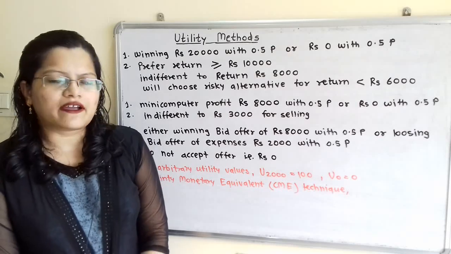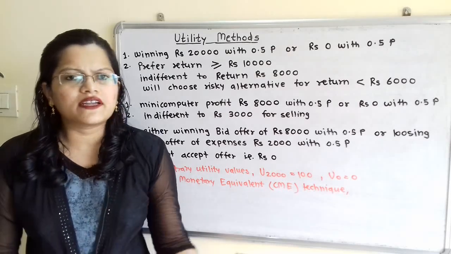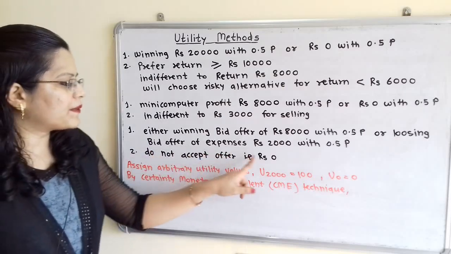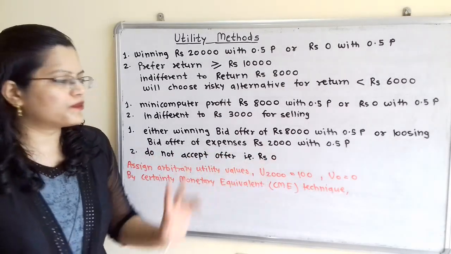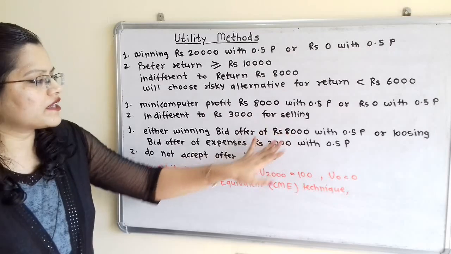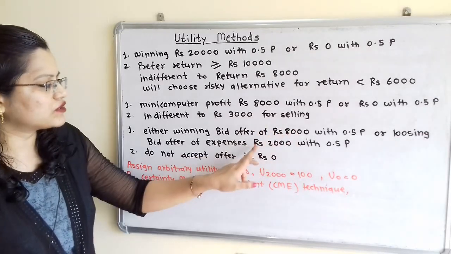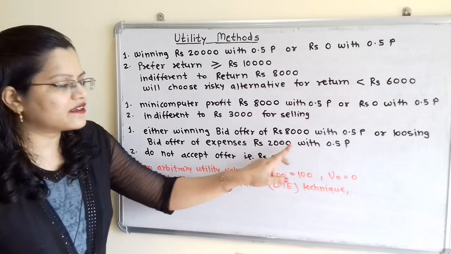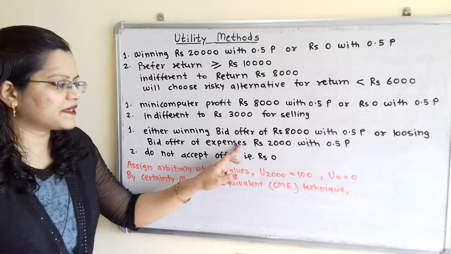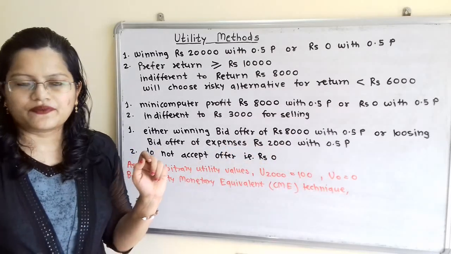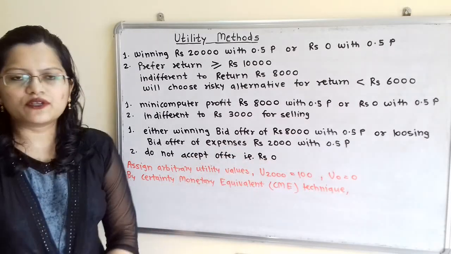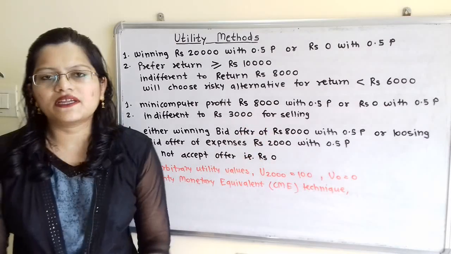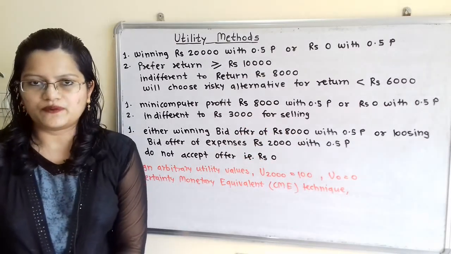So what is the second alternative? The second alternative is to not accept the offer. That means what will happen here? The outcome will be rupees 0. So in this case also there are three outcomes: rupees 8,000, rupees minus 2,000 because here expenses are there, and the third outcome will be rupees 0. So again we can apply here the CME technique for this alternative.